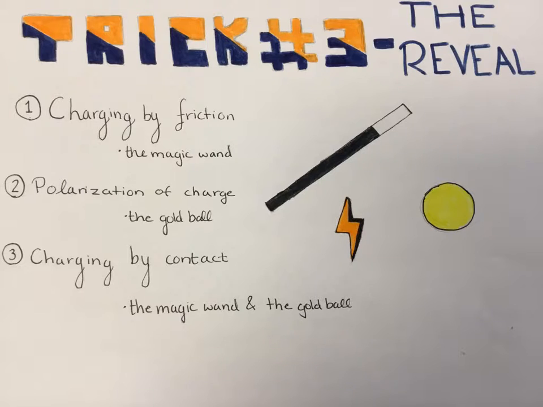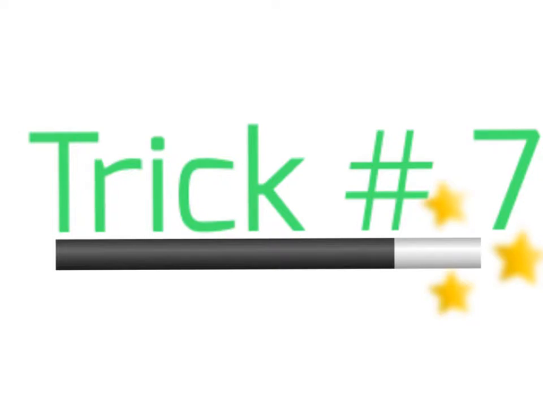Since now both are negatively charged, they repel each other, making the ball go in the opposite direction of the wand. During the whole trick, the total amount of charge before and after charging is conserved, as the charges were solely transferred, not created or destroyed.